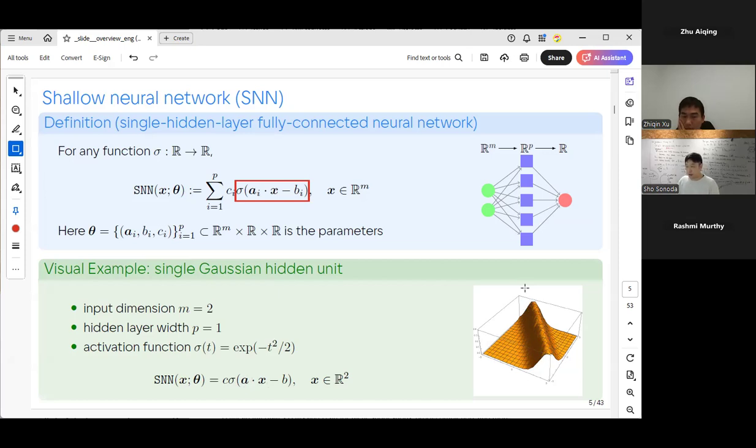So this is the origin of the Ridgelet transform. And this B controls the location of this ridge function. So if we change B, the ridge will be parallel transported. And C controls the height of this ridge. Okay. So for this shallow neural network case, we can geometrically understand the role of parameters A, B, and C.